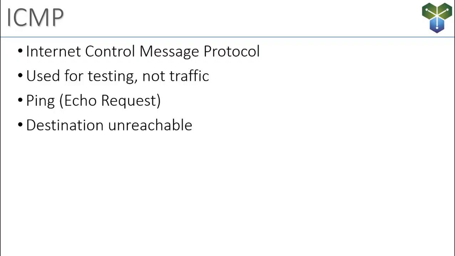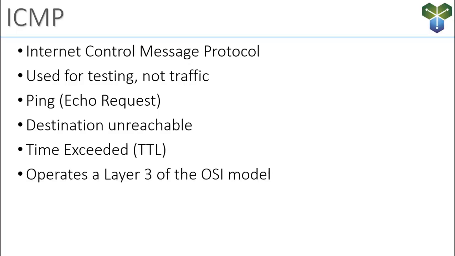If it's not working, we might get a destination unreachable message. This is a router telling you that it cannot deliver this packet to the required destination. We also might get a time exceeded error. This tells you that a packet's TTL is expired. TTL stands for time to live, and we'll talk more about that in just a moment. So overall, ICMP is vital for understanding whether or not packets can reach their destination, and if they cannot, why have they failed? And ICMP operates at layer 3 of the OSI model.